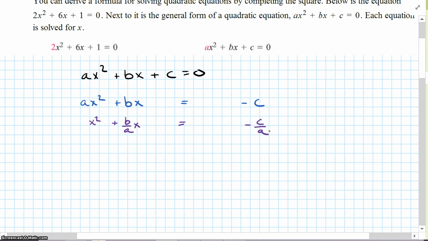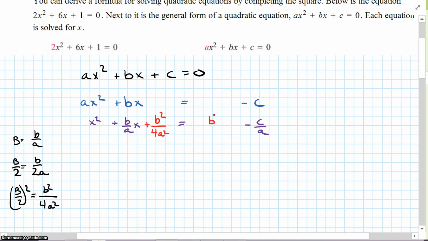Okay, now let's find that our b value is b over a. So my b over 2 value, we're going to complete the square here, is just b over 2a. And that value squared becomes b squared over 2a times 2a, would be 4a squared. Okay, so I'm going to complete the square. So to do that, I have to add that value to each side of the equation, b squared over 4a squared.